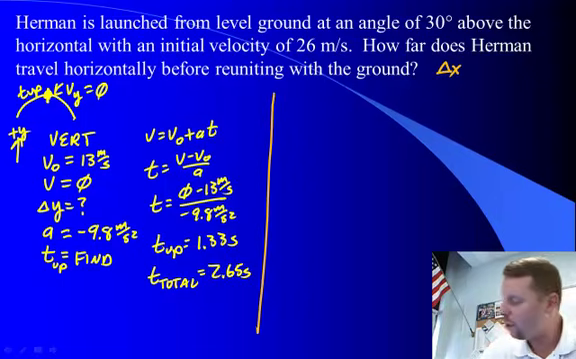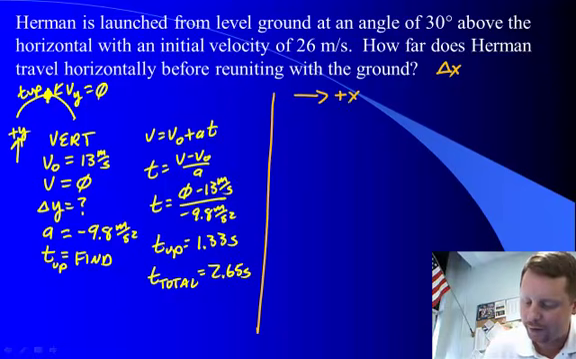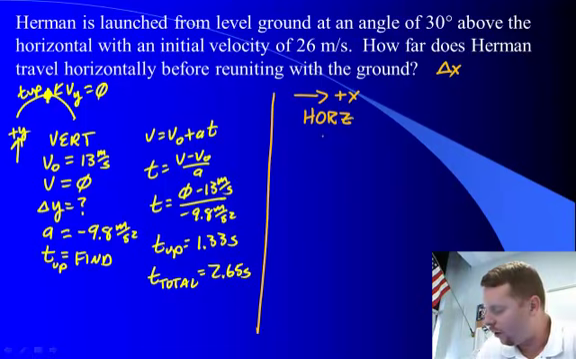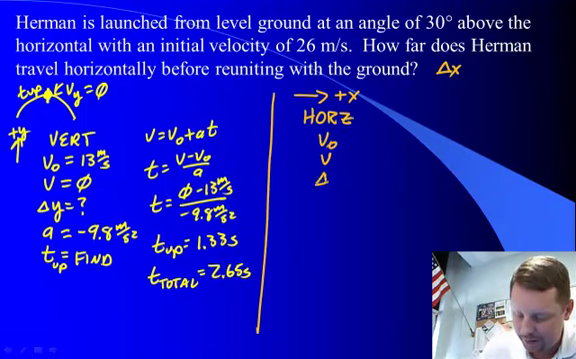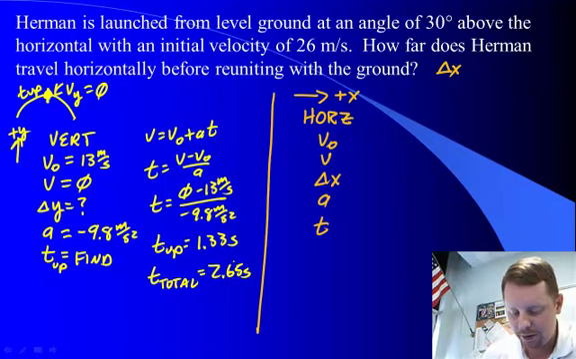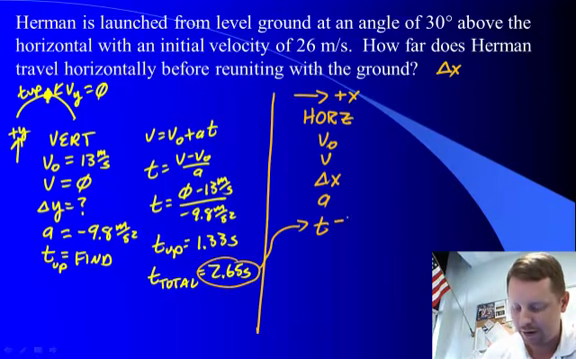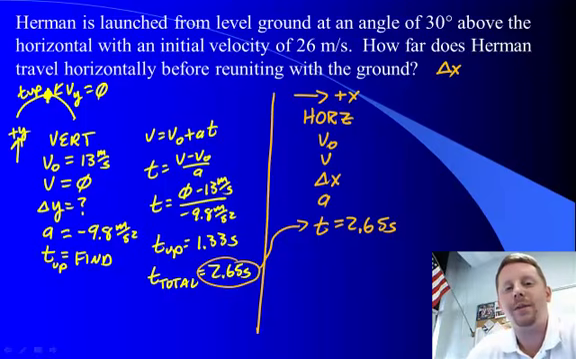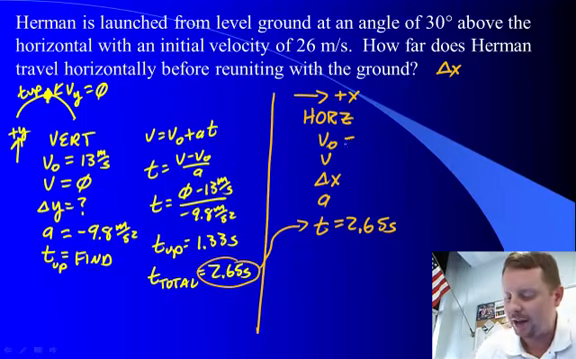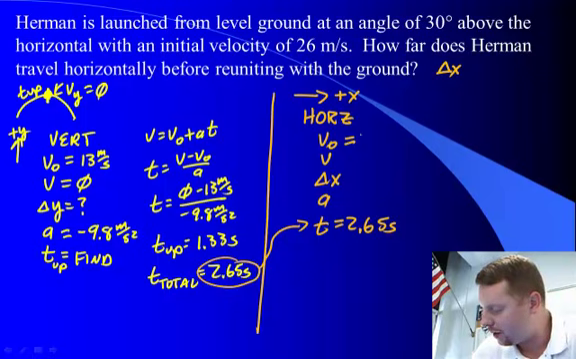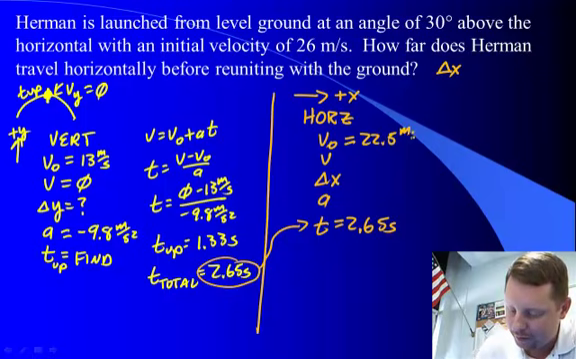So let's now make a horizontal motion table. We'll call to the right our positive x direction. And horizontally, we can make our table: V naught, V, delta x, A, and t. And of course, remember, the one thing that can pass this artificial barrier between vertical and horizontal motion is the time. The total time Hermann is in the air horizontally is 2.65 seconds. We also determined his initial velocity on our previous slide using our vector components was going to be right about 22.5 meters per second.